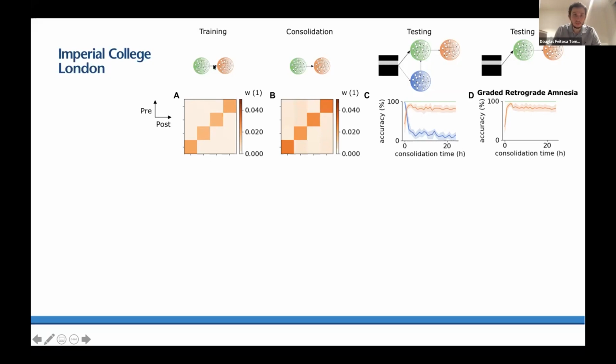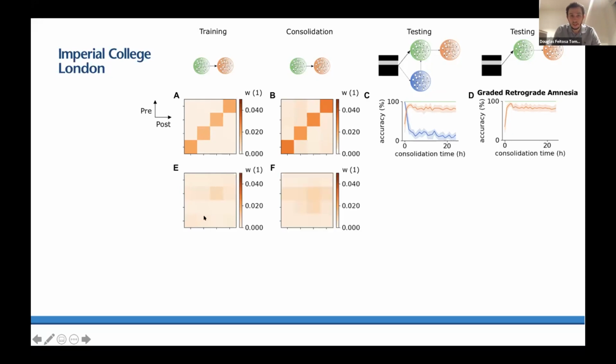But then we can control the degree of coupling from thalamus to cortex by controlling the synaptic plasticity rate between these regions. So by modulating this plasticity rate, we can then have very weak coupling from thalamus to cortex at the end of training, which does not change after 24 hours of consolidation.